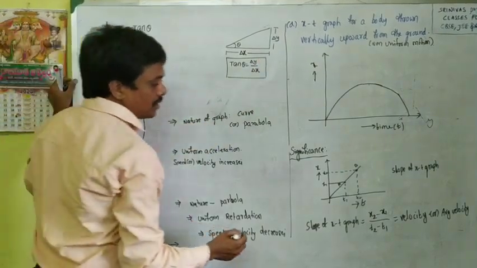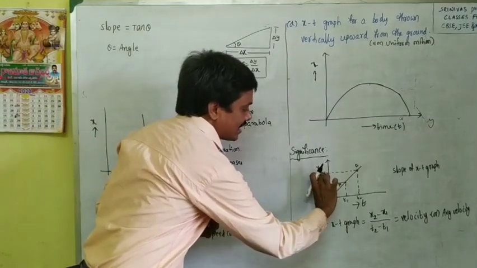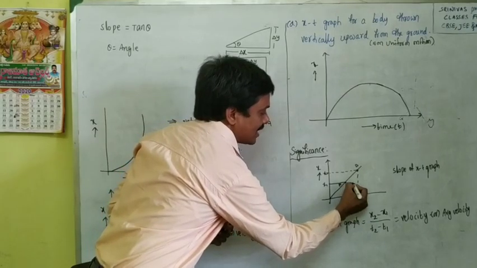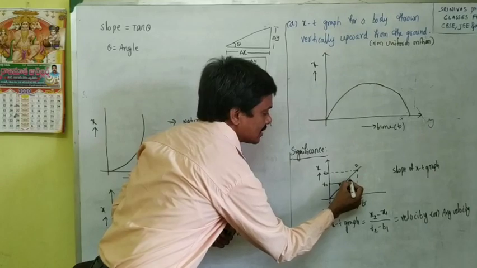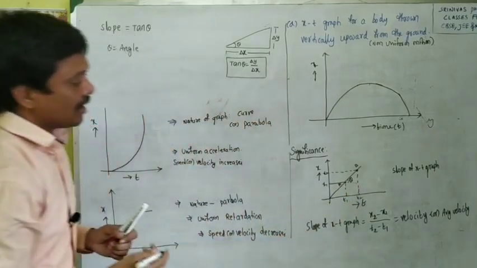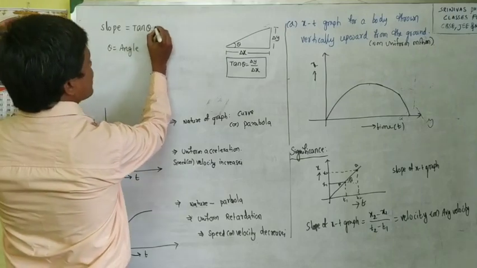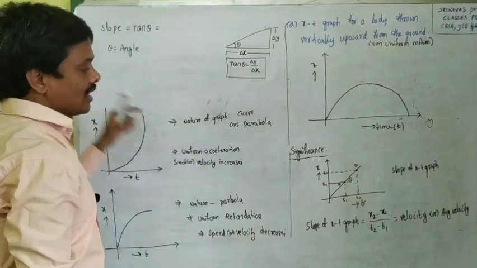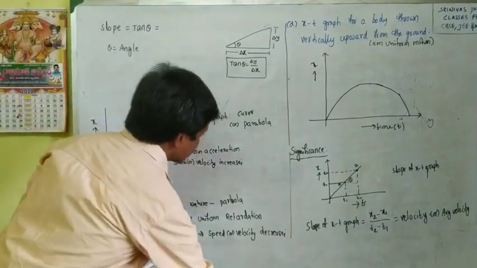Here delta y by delta x, here also see, delta y is the difference in y coordinate. Here we can form the triangle like this, this is the theta, right? Now slope is equal to tan theta equal to delta y by delta x, opposite side by adjacent side, and this triangle if you draw it here, how will you get it?